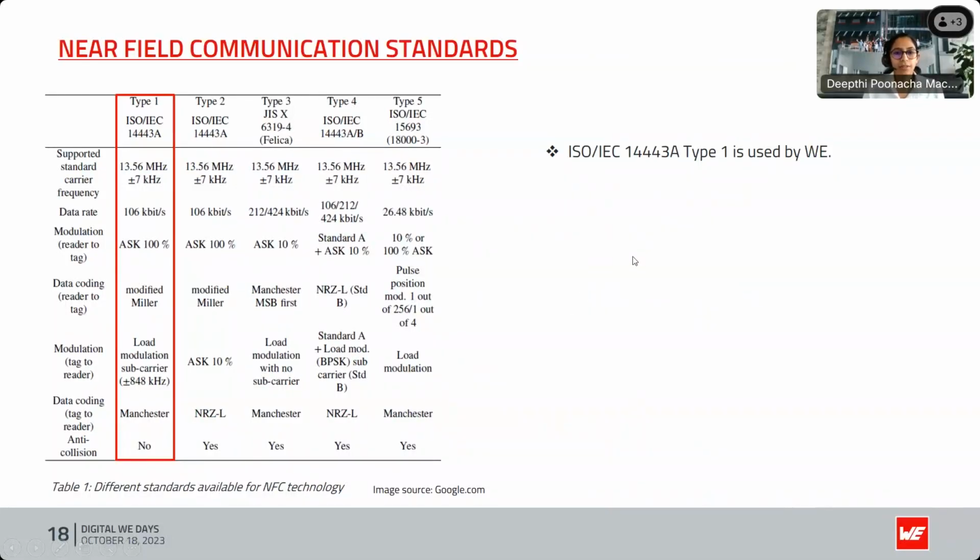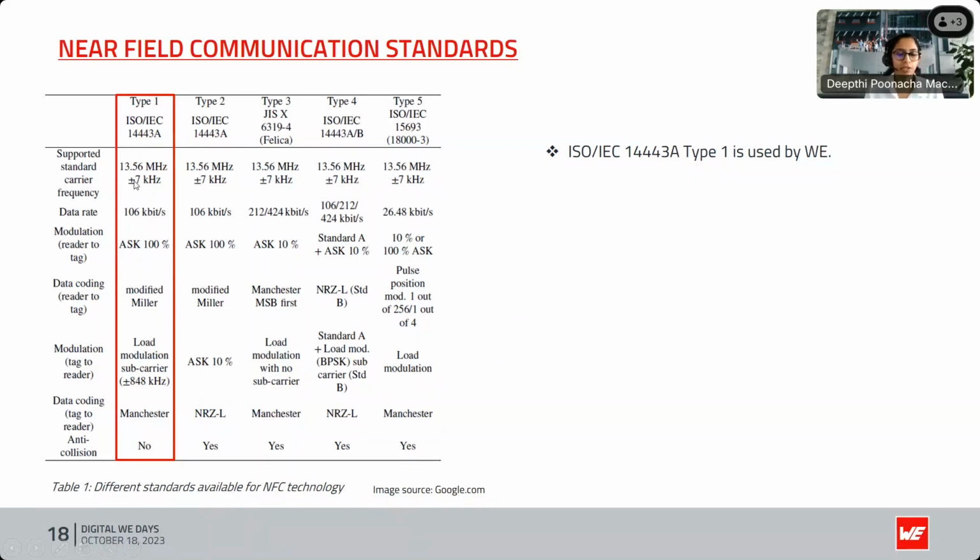Like every other new technology, there are standards for near field communication technology as well, and these are defined by the NFC Forum. Here we have the different types of standards, and we are following Type 1, the ISO/IEC 14443A. This standard is very commonly used for most devices, and even in our system implementation, we are using the same standard.